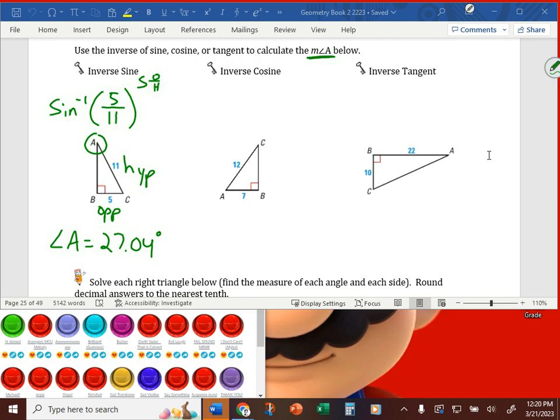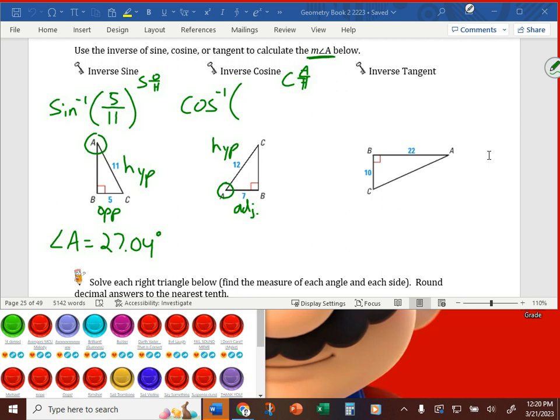The inverse of cosine. Again, we're solving for angle A. This time we know we're using cosine because one of the sides we're interested in, the 7, is the adjacent side, and the 12 is the hypotenuse. The only ratio that includes adjacent and hypotenuse is cosine. So cosine being adjacent over hypotenuse, we've got the cosine -1, the inverse of cosine.